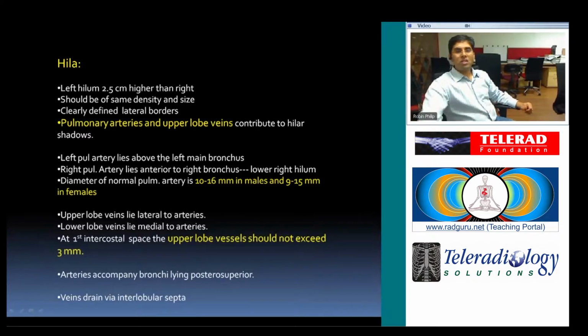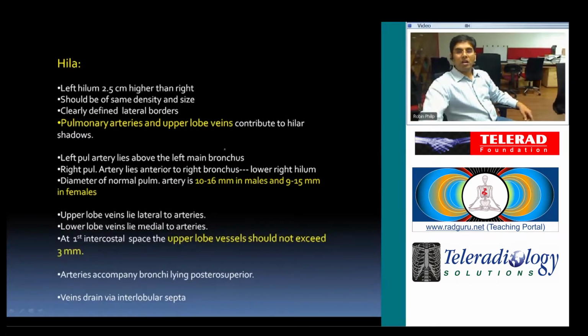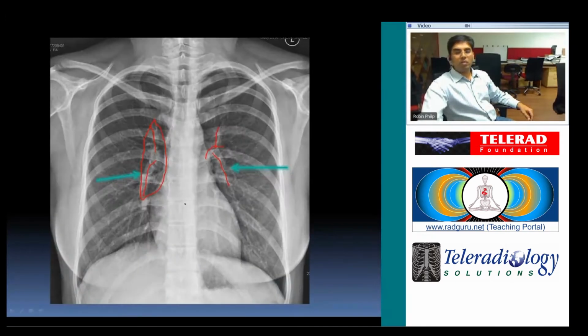The left pulmonary artery lies above the left main bronchus. It goes above the main bronchus, hence the left hilum is always higher, unless there is a pathology in the lower lobe that pulls it down. The right pulmonary artery lies anterior to the right main bronchus, hence it is lower. The diameter of the normal pulmonary artery is 10 to 16 mm in males and 9 to 15 in females. It has to be measured at the mid pulmonary artery level. It should not exceed those diameters. Those are useful in determining pulmonary arterial hypertension.